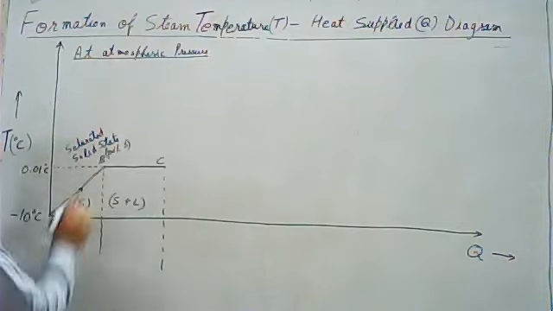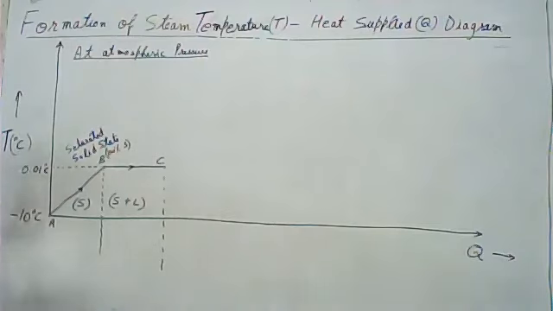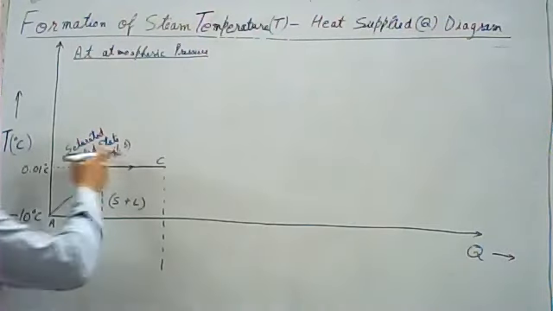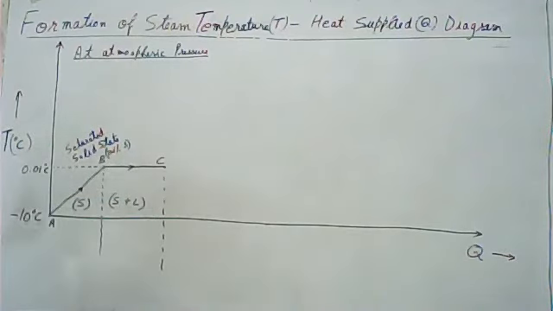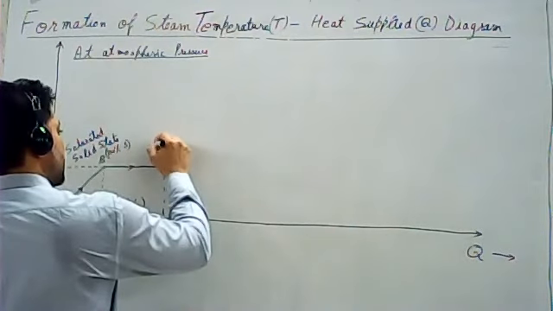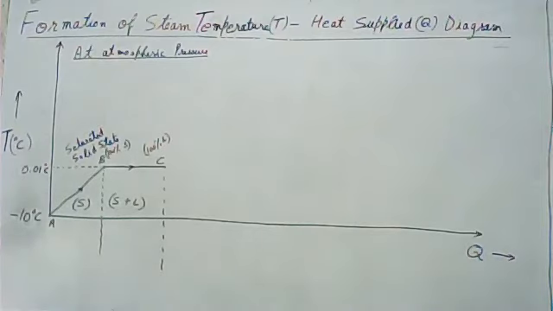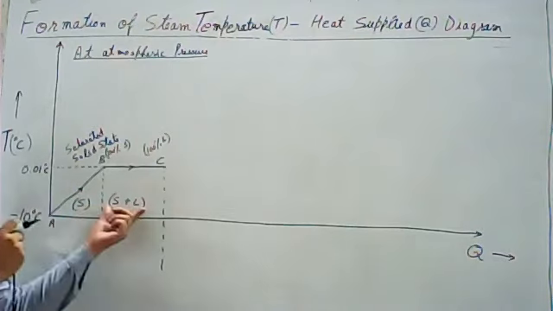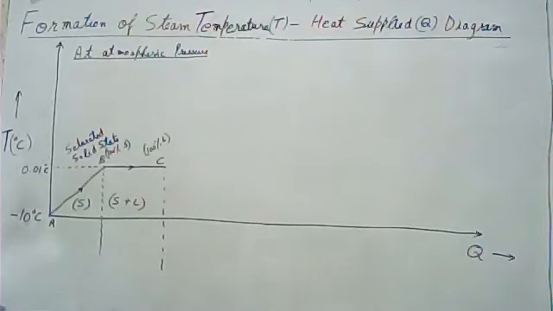Okay, and as I start moving in this direction from left to right, the percentage of solid starts to decrease, and the percentage of liquid starts to increase. And at point C, I reach 100% liquid state. So between these two states, B and C, we have a two-phase mixture, that is solid plus liquid.